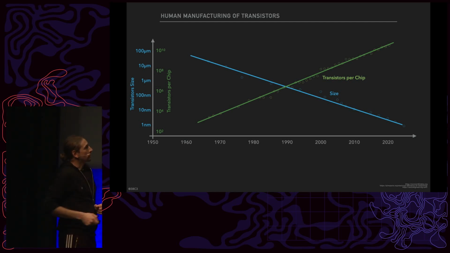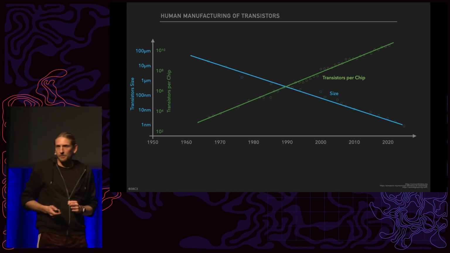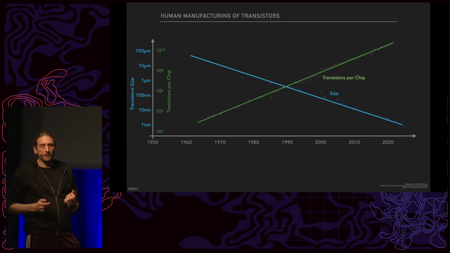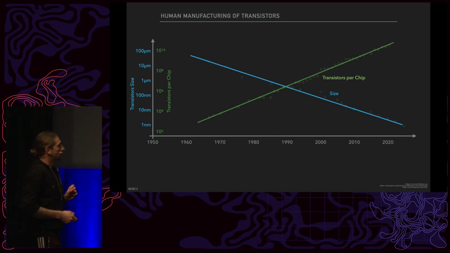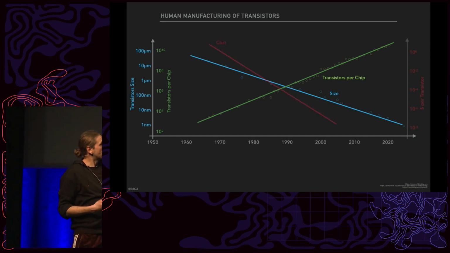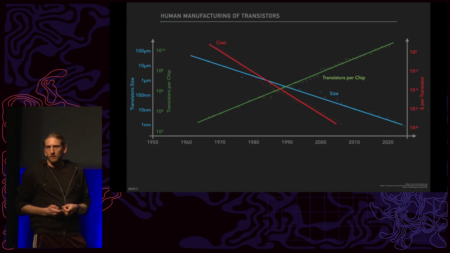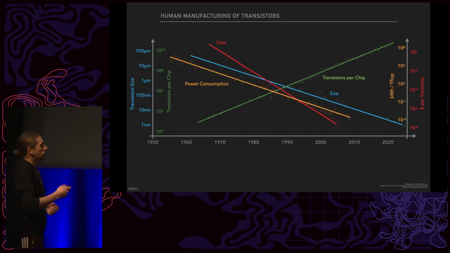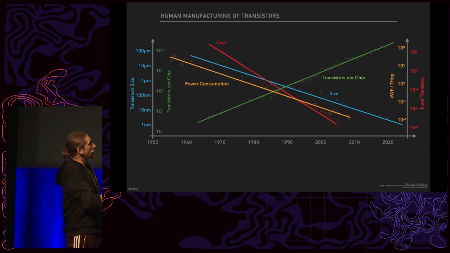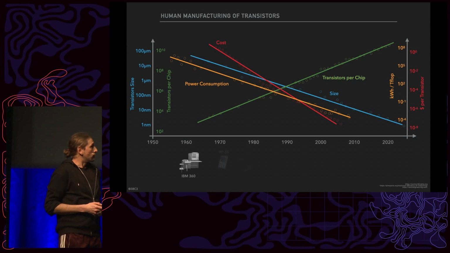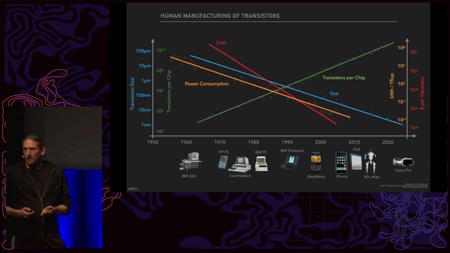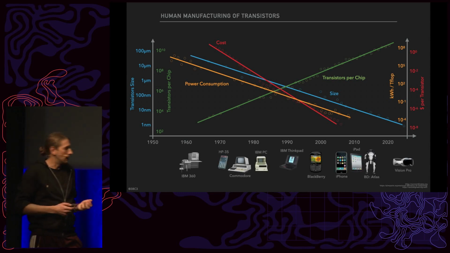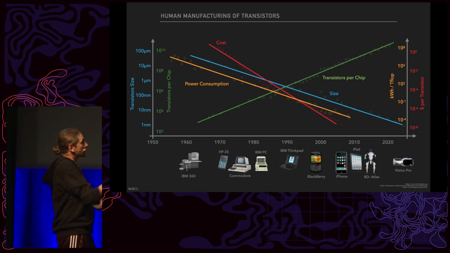Okay, so with the decreasing size of transistors, we have been able to increase the amount of transistors we can put on a chip by many, many orders of magnitude in the last decades. And this has led to a dramatic reduction in cost and power consumption for the compute. And these scaling laws are the reason why we can build all this modern consumer electronics that we are now used to.